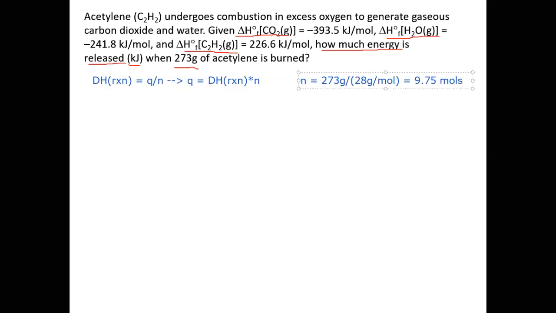Now we got to find the heat of reaction, delta H of reaction. The way we got to do that is we got to write the chemical equation and balance it. So we have C2H2 gas plus O2 gas yields CO2 plus H2O gas.